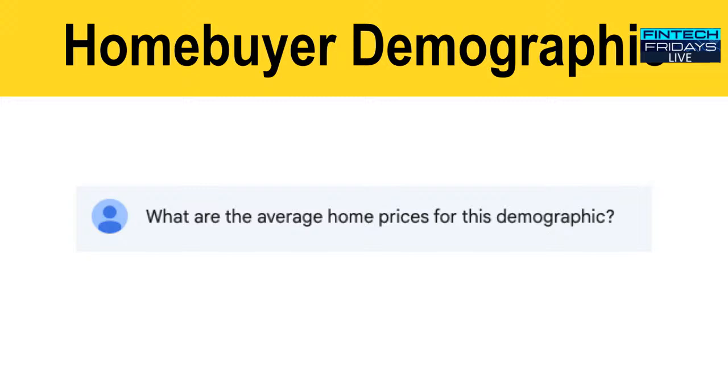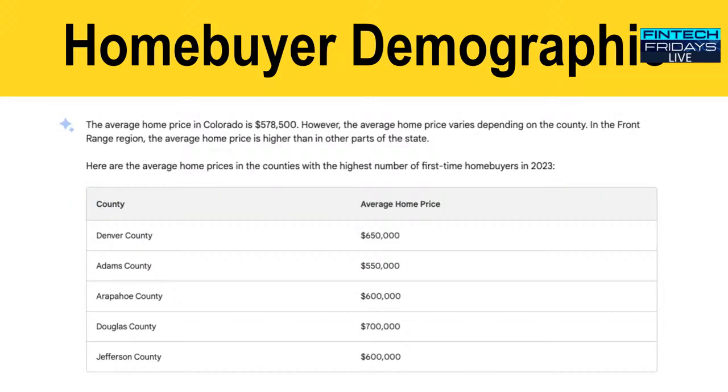Then I went a little bit deeper and I'm like, okay, I've got some of the demographics. What are the average home prices for this demographic? Now, I asked for the average, not the median, so it's going to give me the average, but whatever number you want to work off of. So here's what it gives me. The average home price in Colorado is 578,500. However, the average price varies per county in the Front Range region. The average home price is higher in other parts of the state. So we've got Denver County, Adams County, Arapahoe, Douglas, and Jefferson.